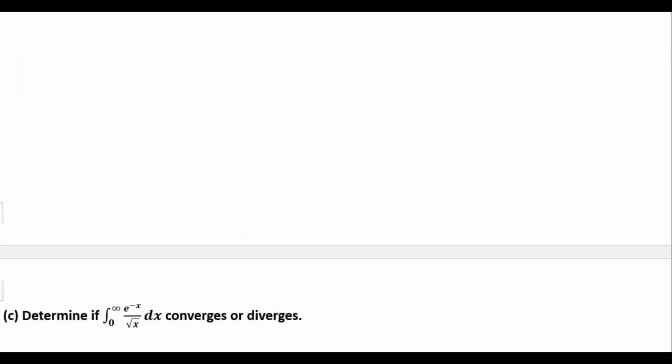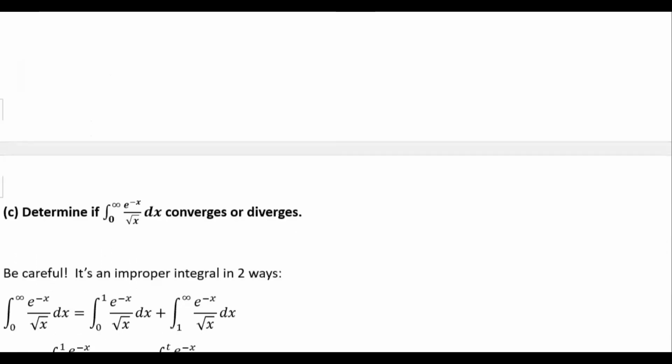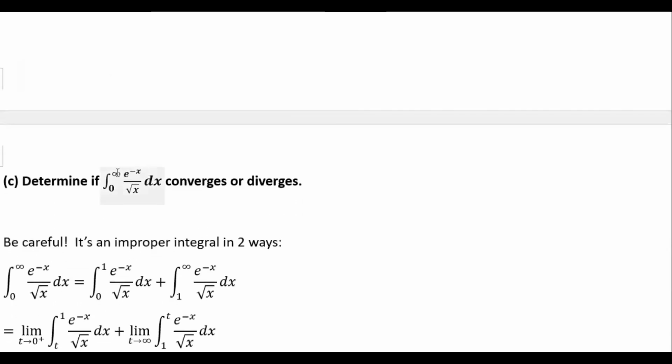This is a double improper integral. First of all, it's clear to most people that it's improper because this limit is infinite, but it's also improper because this limit is 0. We're going to be dividing by 0. Okay? So we've got to be careful.